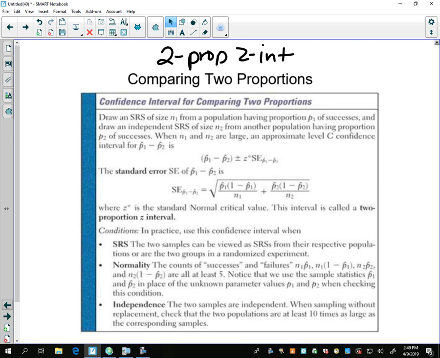Independence is the two samples are independent. When sampling without replacement, check that the two populations are at least 10 times as large as their corresponding samples. So again, if you're drawing from two populations, you're going to want to use that N is greater than or equal to 10n for both populations. If it's from an experiment and both are receiving treatments, then you're going to want to just say that if they're randomly assigning the treatments, then the two groups would be independent from each other. So that's the conditions for the two prop z-int.